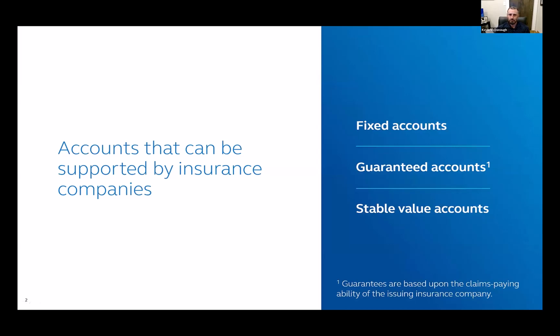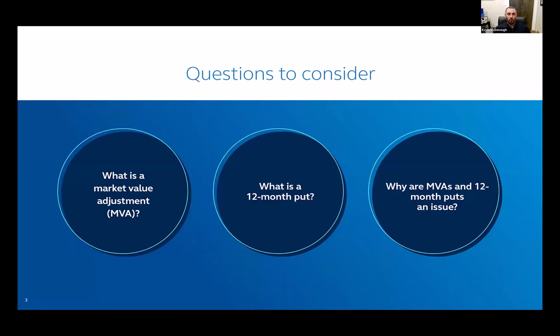So the beauty of working with certain providers, especially insurance companies, is there are options in the capital preservation bucket, whether that's a fixed account, a guaranteed option, or a stable value account. Having options is imperative. What are some things to consider in this environment? First and foremost, what's a market value adjustment?